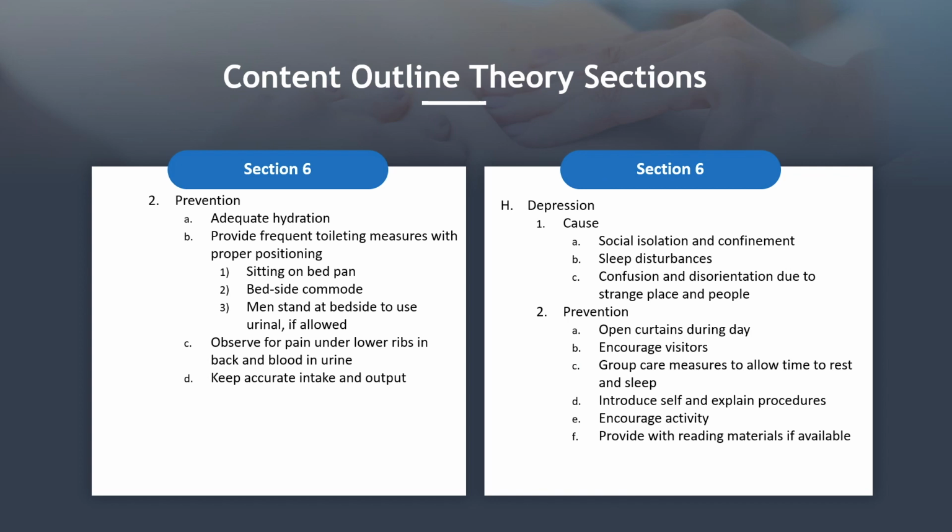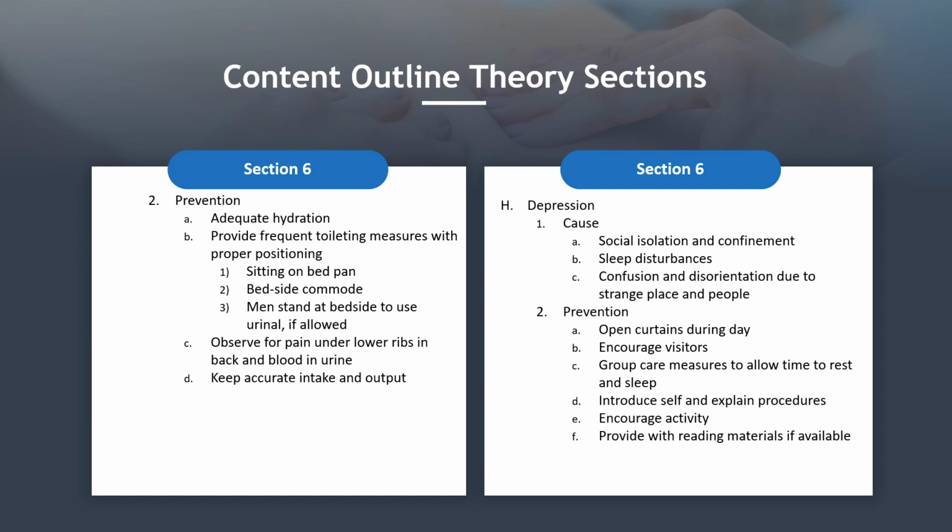Prevention. Adequate hydration. Provide frequent toileting measures with proper positioning. Sitting on a bedpan, bedside commode. Men stand at bedside to use urinal, if allowed. Observe for pain under lower ribs in back and blood in urine. Keep accurate intake and output.